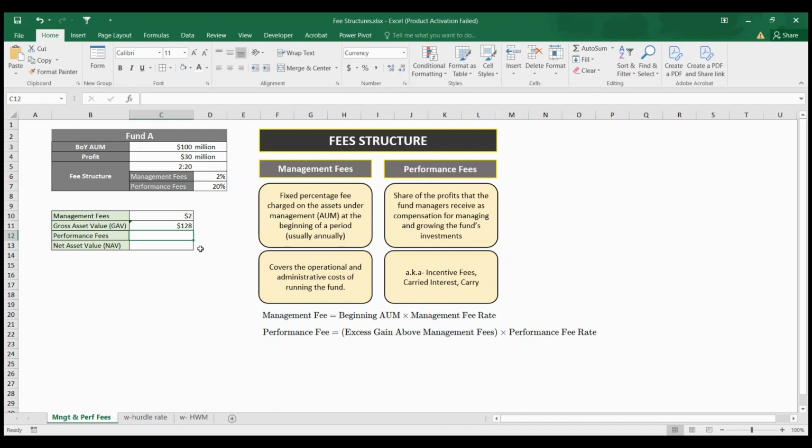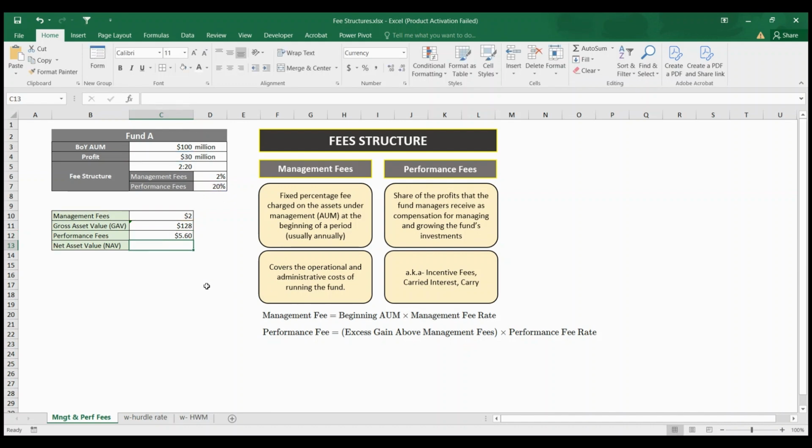Now we will calculate performance fees. We should know that performance fee is calculated as the excess gain above management fees times the performance fee rate. So, to calculate performance fees, we have to subtract management fees from the profit and then multiply it by the performance fee rate. So, going by that, 30 million minus management fees, that is 2 million, times the performance fee rate, which is 5.60 million.